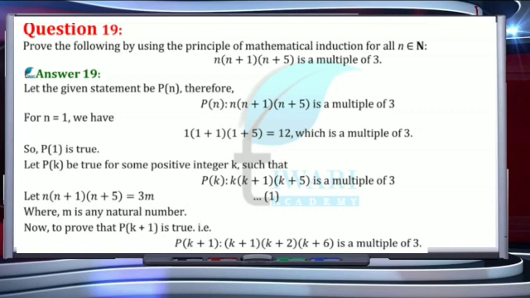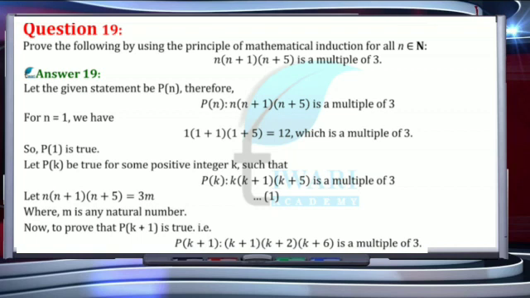So here we will proceed in the same way as we have done in the previous questions. First we will state the whole statement as Pn, that is n (n plus 1) (n plus 5) is a multiple of 3. Now for n equal to 1, substituting n as 1, this reduces to 12, and clearly we know that 12 is a multiple of 3. Now this implies that P of 1 is a true statement.